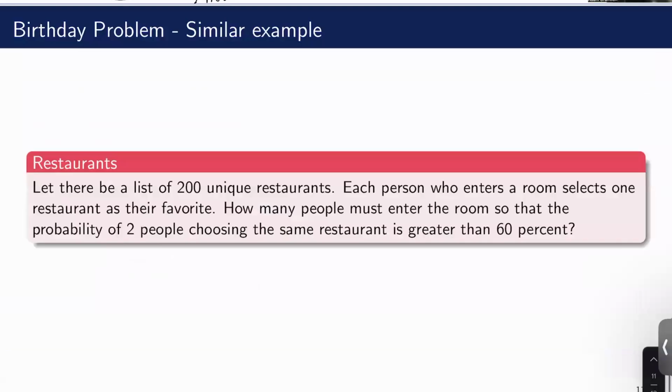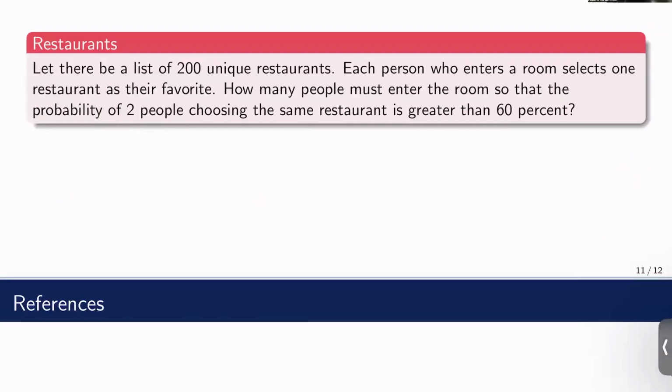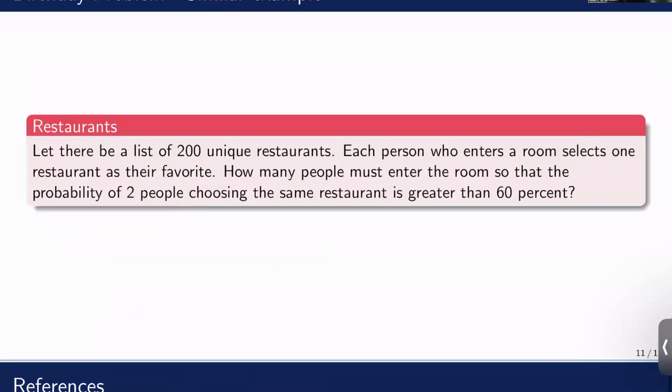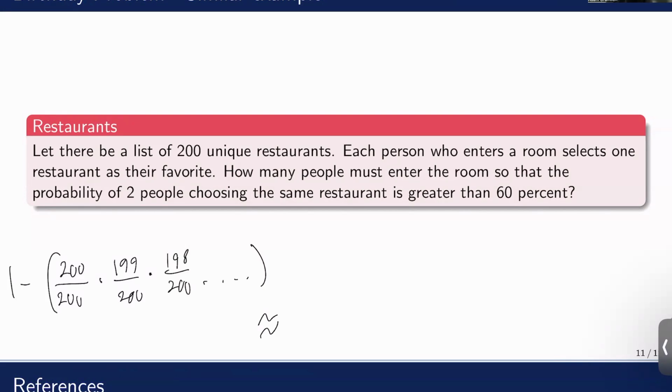Let's practice with a different example. Let there be 200 unique restaurants. Each person who enters the room selects one restaurant as their favorite. How many people must enter the room so that the probability of two people choosing the same restaurant is greater than 60%? So the first person will always choose a different restaurant. The next person is one less. The next person is one less than that. If we take this, continue it, and complement it, so you do the math off screen, it takes around 20 people to do this, with a probability being around 0.626.